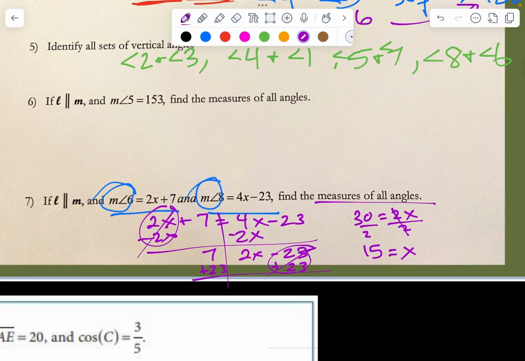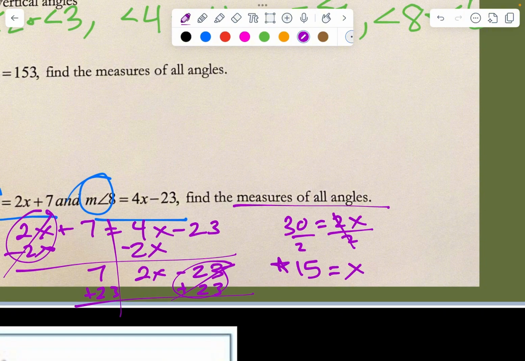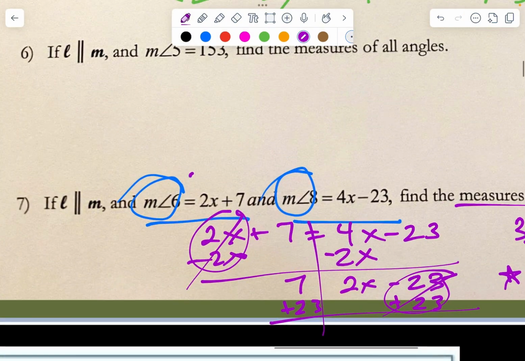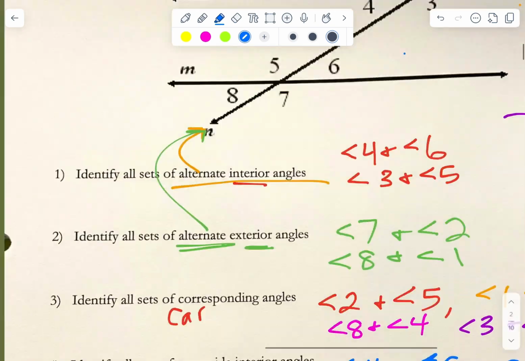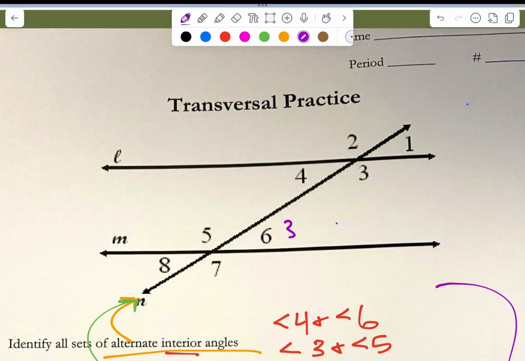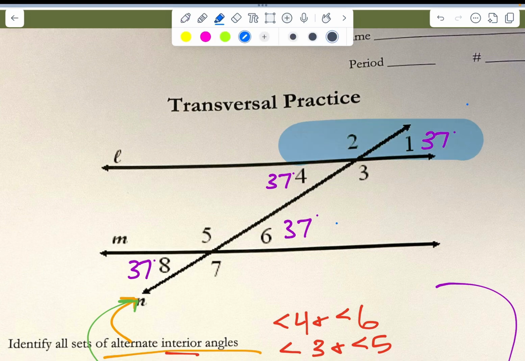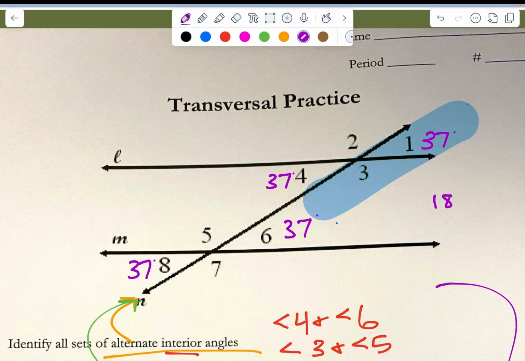And then it says to find all of the angles. So x is 15, but that's not the angle. So if I do 2 times 15 plus 7, 30 plus 7 is 37. So if we have angle 6 is 37, that means that we would put 37 in this spot. And when we do our zigzag, we have 37s in all of these places. To find the other angle, we again remember that we have a linear pair this way, and linear pairs together make 180. So you have 180 minus 37, and then you would get your 143. So that means all the other angles are 143 degrees.